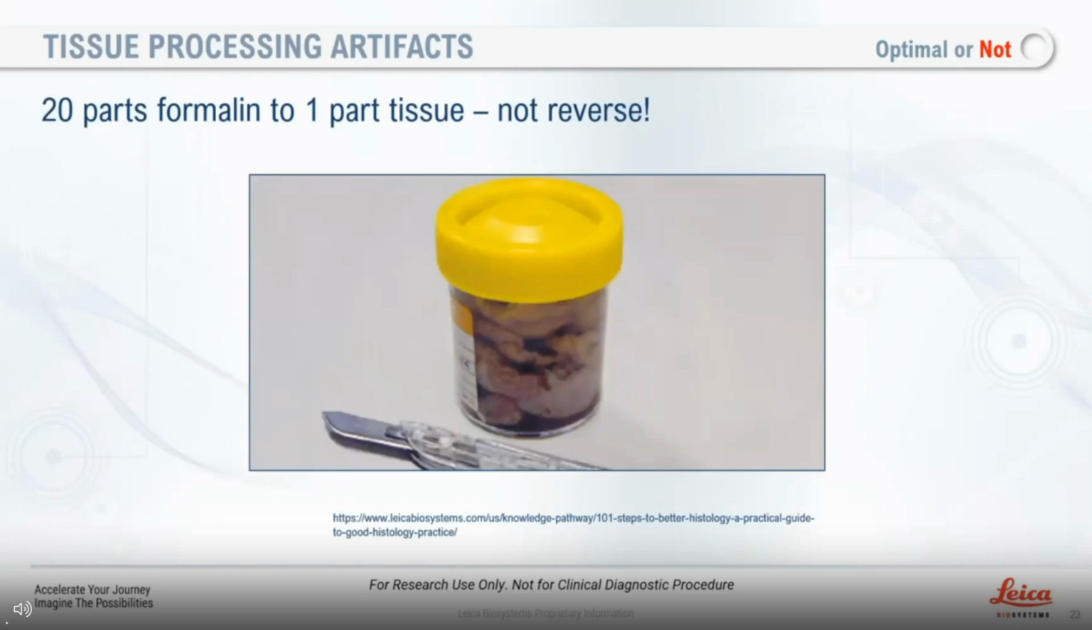In order to get these types of sections that turn out great, as in the previous slides shown, one key ingredient is fixation. The standard rule for fixation is usually 20 parts of fixative to 1 part tissue, not the reverse, as you can see with this image. That clearly gives you an example of what not to do.